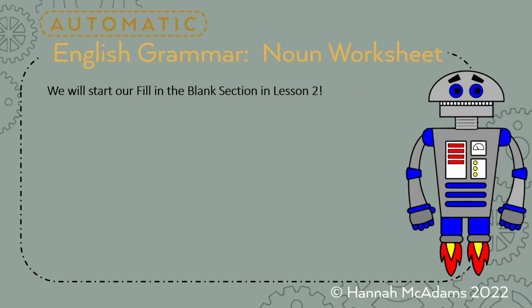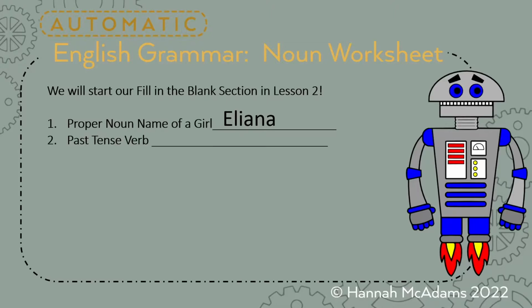All right, we will start our fill in the blank section in lesson 2, but let me show you what I mean by that. So name a proper noun, name of a girl. So I just picked Eliana. That's my daughter's name, okay? A past tense verb. So you won't have to do verbs until we get to that in unit 2, but I'm just giving you examples. So a past tense verb would be like jumped, something that happened yesterday, okay? And a location noun. So where, how about gas station, okay?